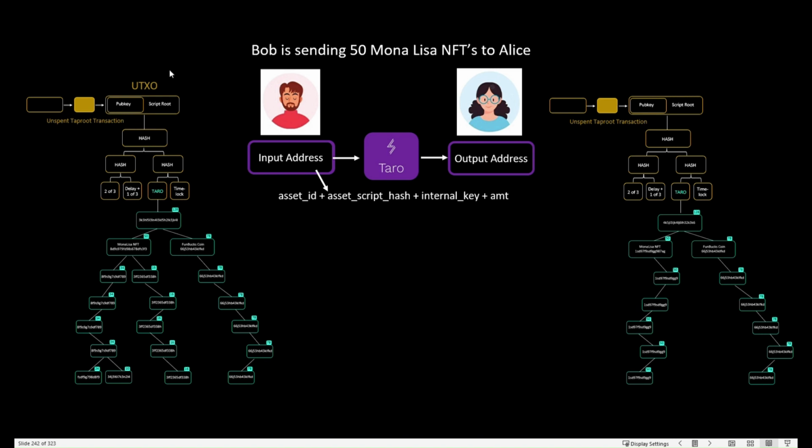That concludes my explanation of Taro and Taproot. Hopefully that gives you some insight.